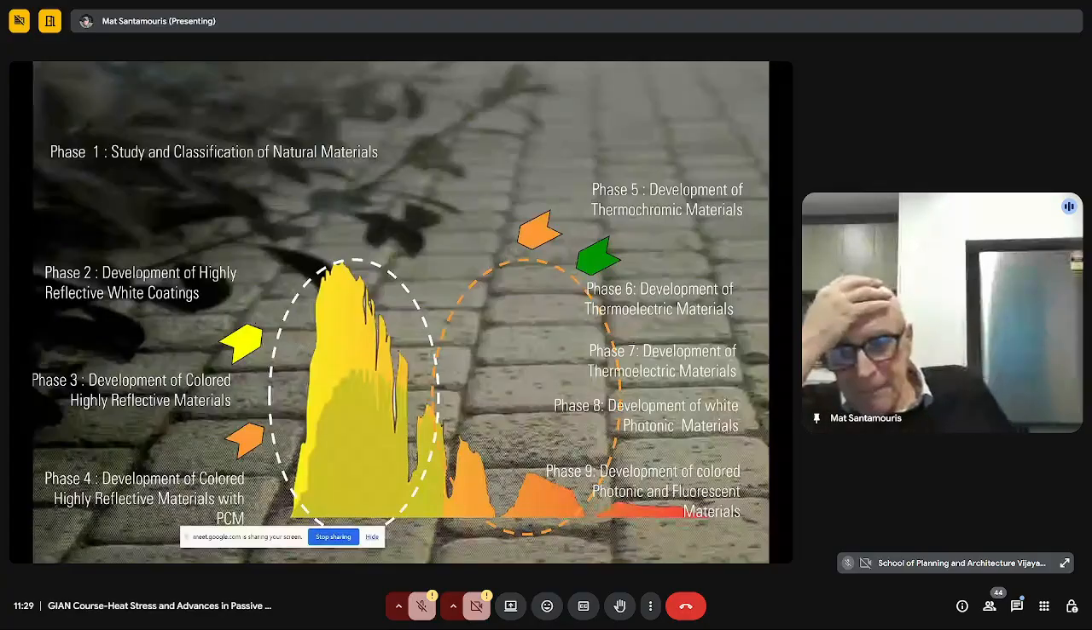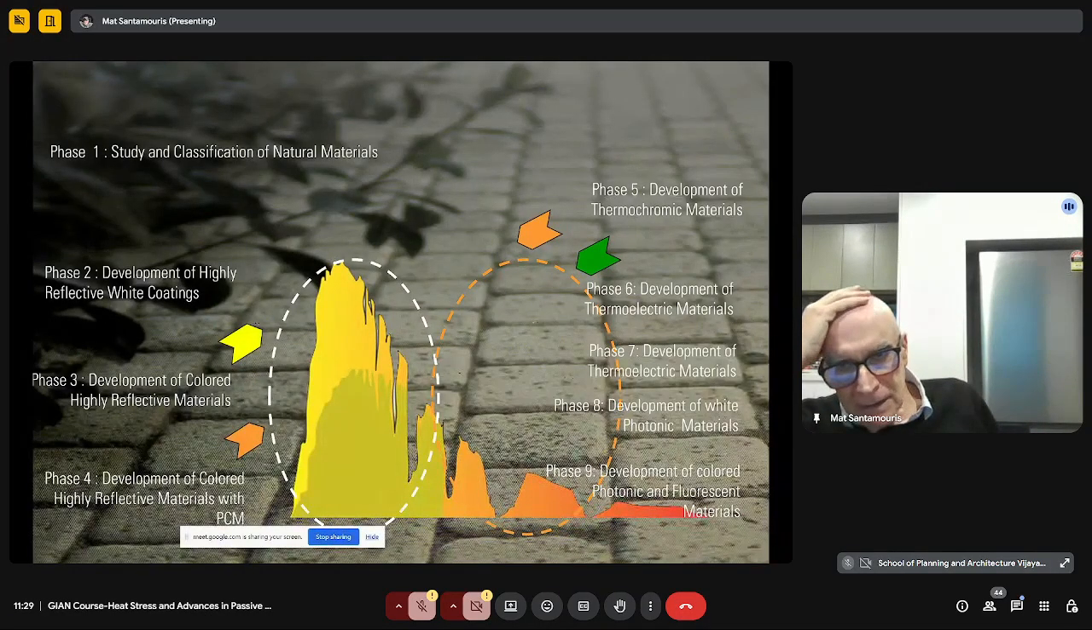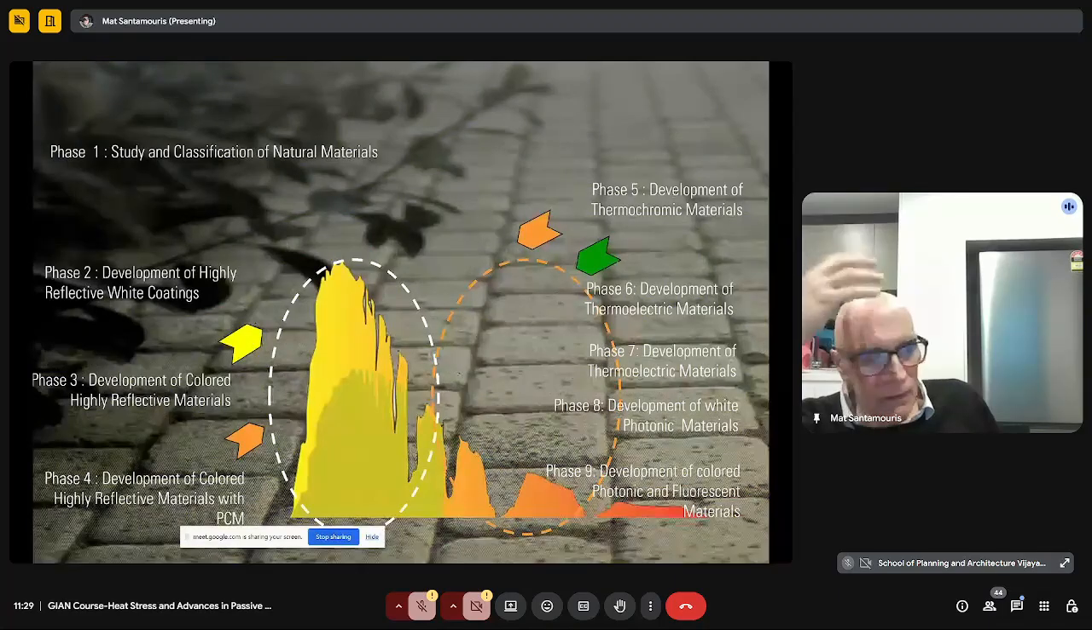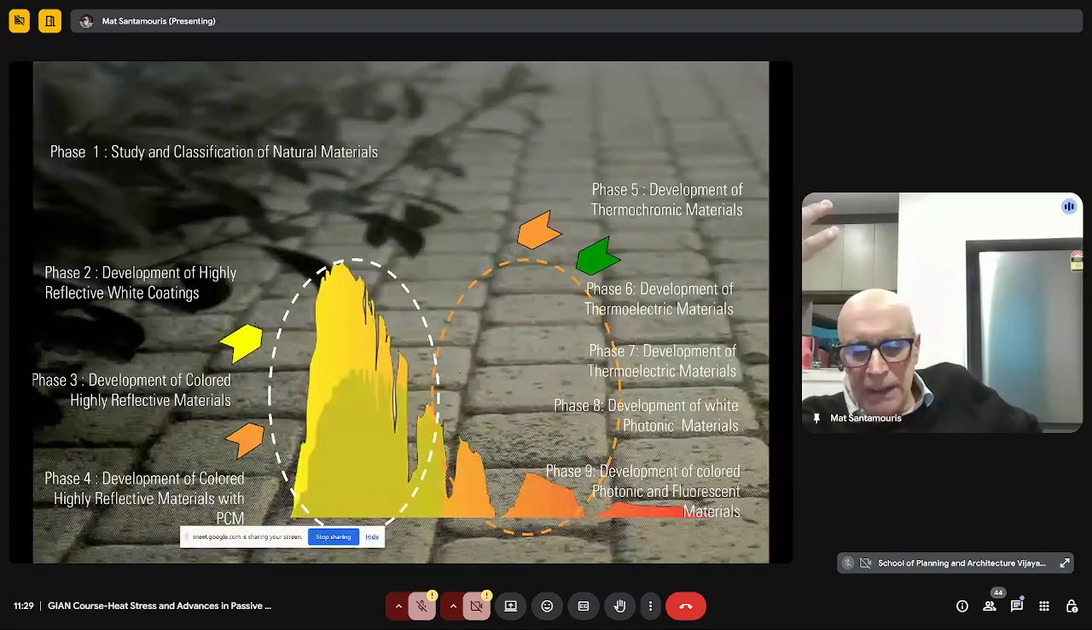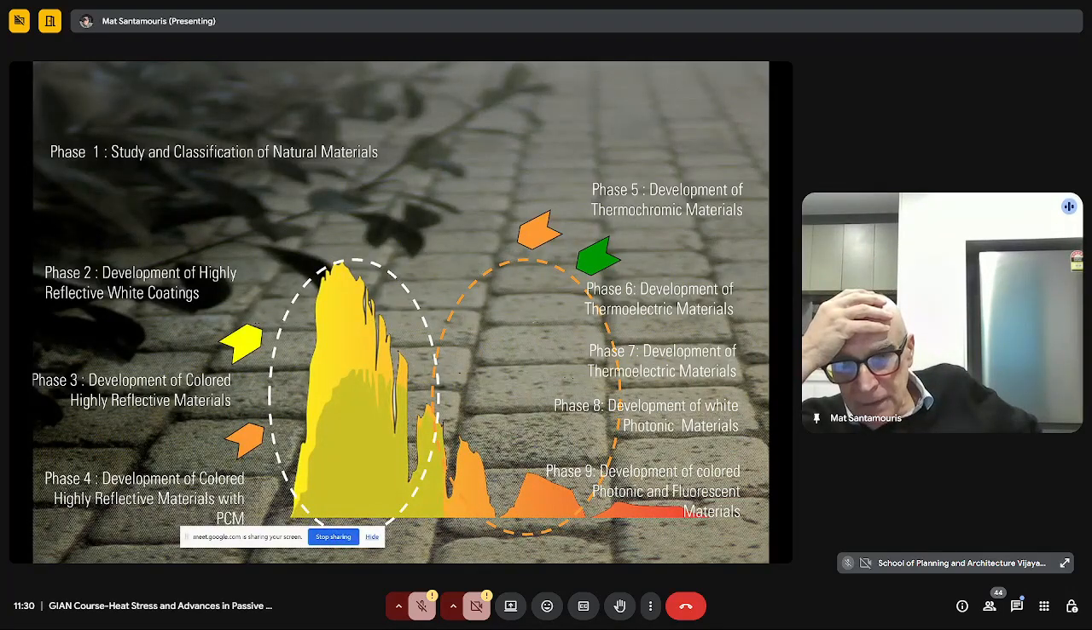Excellent. But many people said, okay, I can have a reflective material, a cool material, and I can put it on, for example, my roof. It is excellent for the summer period, but what about the winter period? During the winter period, I wish to absorb solar radiation. I don't wish to reflect it, because we have heating needs and the radiation has to be absorbed, not reflected. So what do I have to do? Paint the roof during the winter and then change the color during the summer?